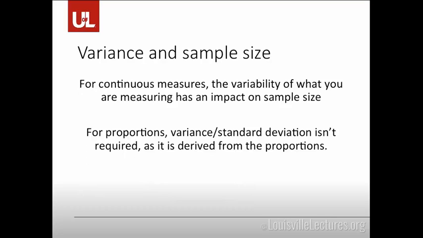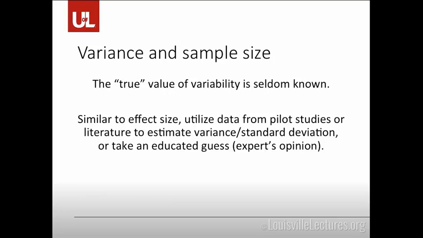So moving on to variance. For continuous measures, you have to worry about the variability of what you're measuring. For proportions, this is actually rolled into the sample size formula based on the proportions that you're expecting. So you don't need to worry about variance if you're measuring proportions or rates. But if you're measuring things like length of stay using a continuous measure, you would want to think about this too. And the true variability of things is pretty much never known. Usually, at best, we can estimate it.